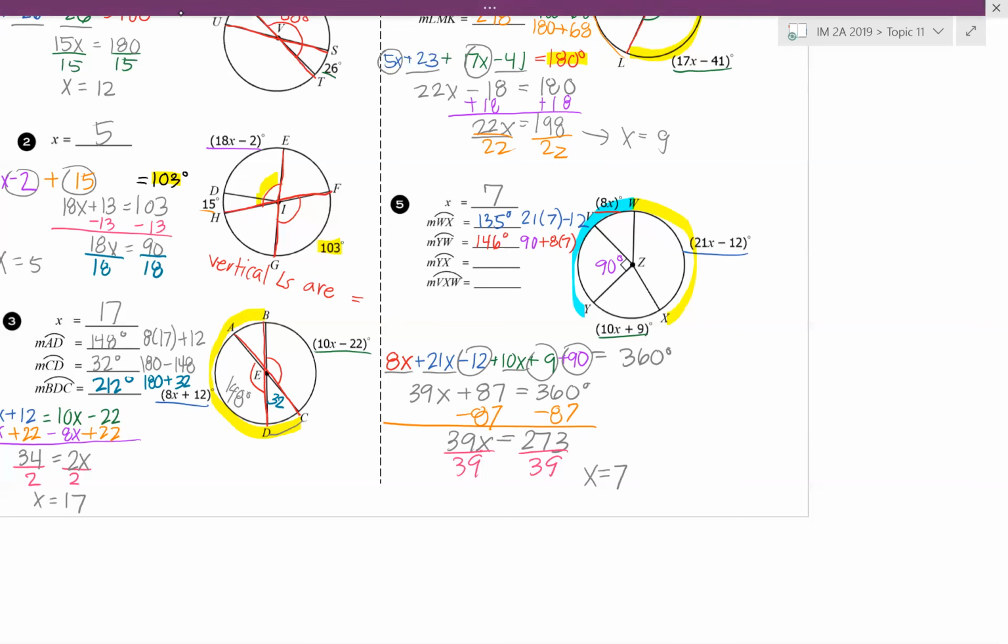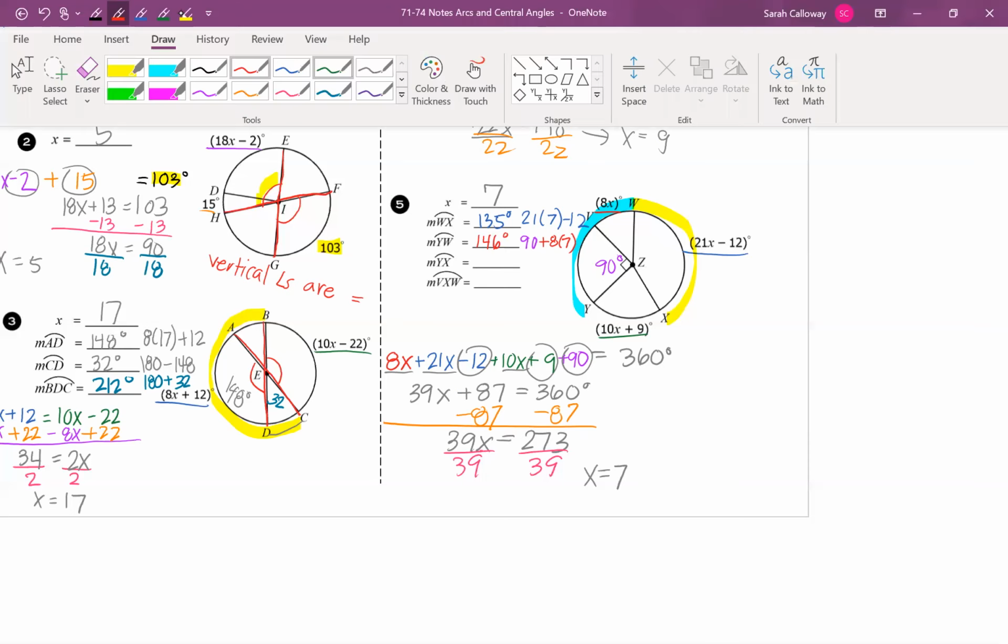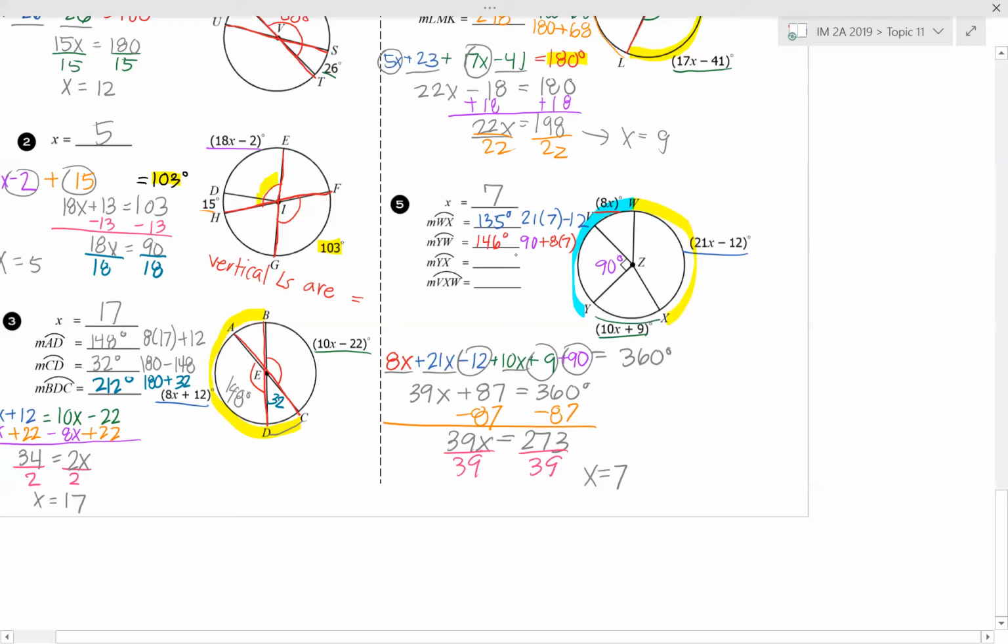Y to X is the green one. So from Y to X is that one. So I'm going to do 10 times 7 plus 9. So that's going to be 79 degrees.